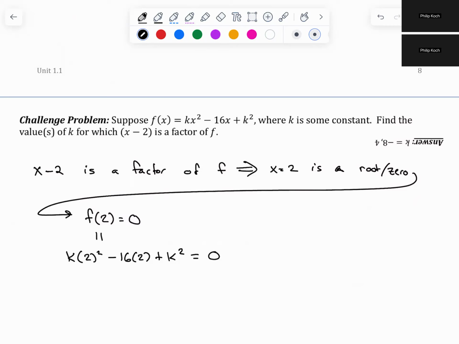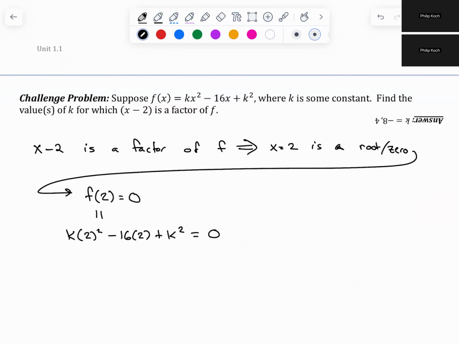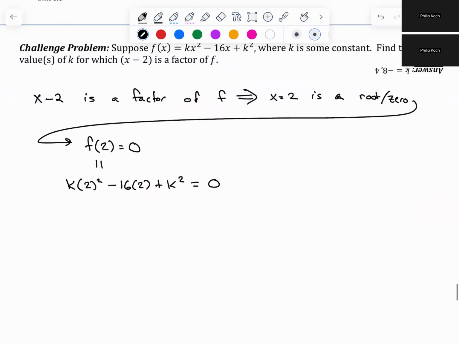So because it's a factor, that means that x equals 2 is a 0. And because it's a 0, we know that f of 2 is equal to 0. So we can plug in 2 for x. We get this equation. Rewriting it a little better, that's 4k minus 32 plus k squared equals 0. I like to see my polynomial equations in descending order, so I'm going to rewrite it as k squared plus 4k minus 32 equals 0.